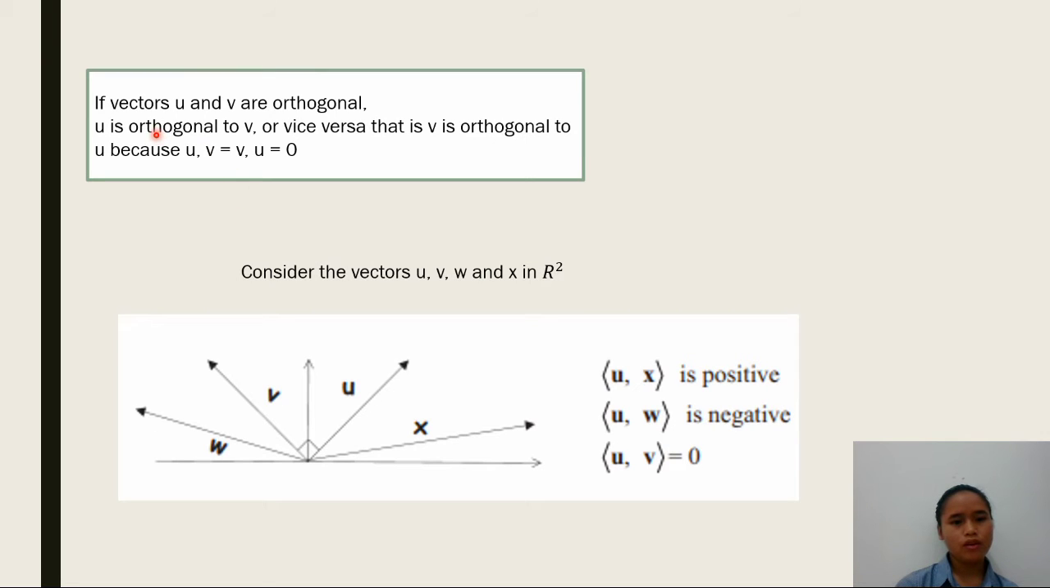If the vectors U and V are orthogonal, U is orthogonal to V, or vice versa. That is, V is orthogonal to U because UV equals 0, and VU equals 0. Consider the vectors U, V, W, and X in R4. The product UV is 0.